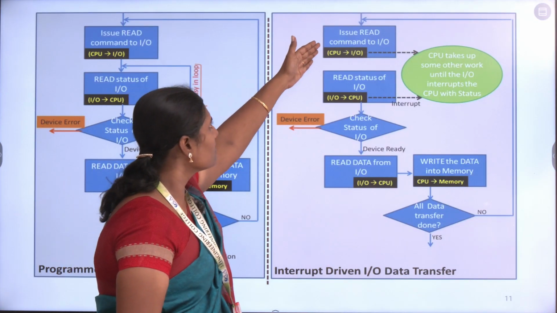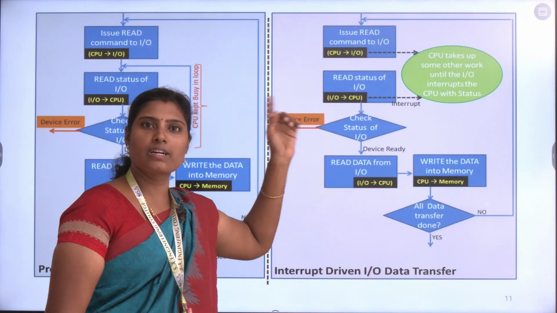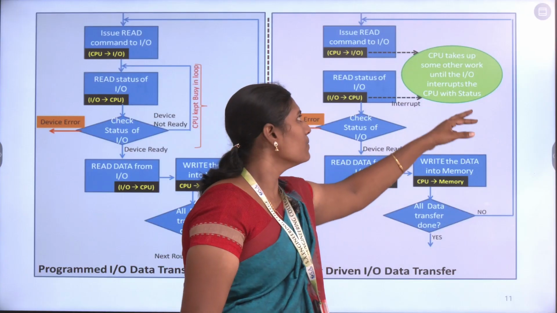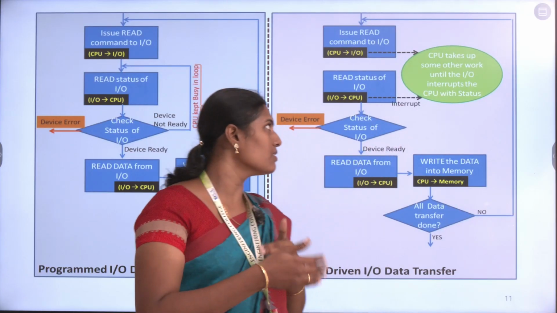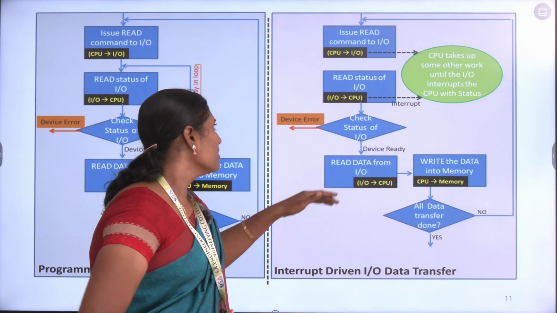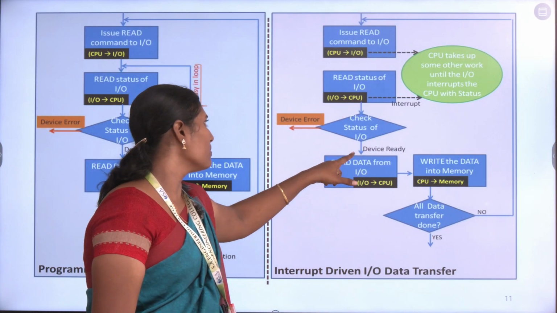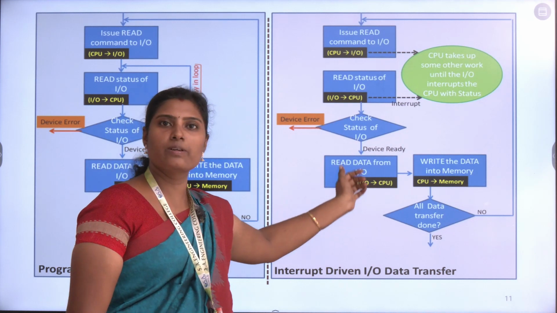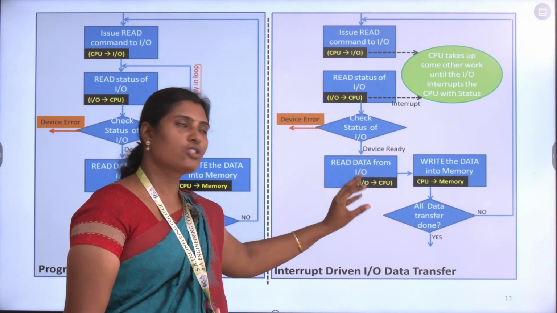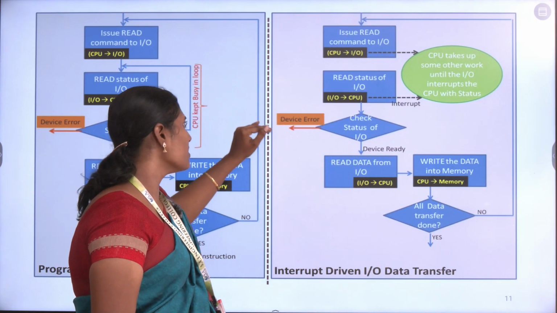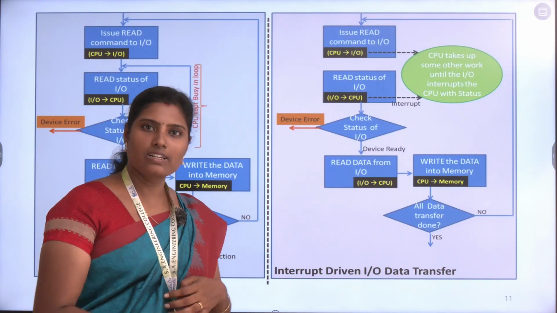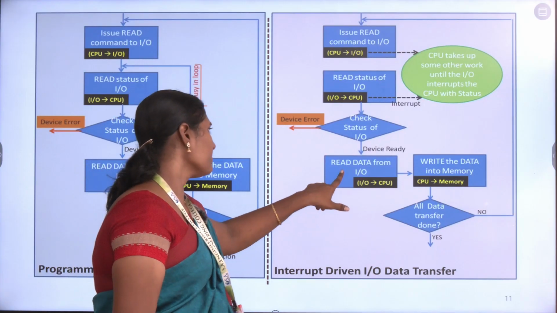So here you can see a read-write command is initiated by the CPU with the input-output device, where the CPU takes up some other work until the interruption is over. The CPU will be looking after the current program to get executed. This also will check the status of the input-output device. If the device is ready, then the data will be written into the memory. In case the device is not ready for the data to be stored, it will initiate an error, which will be sent to the CPU to initiate a read command from the input-output interface.